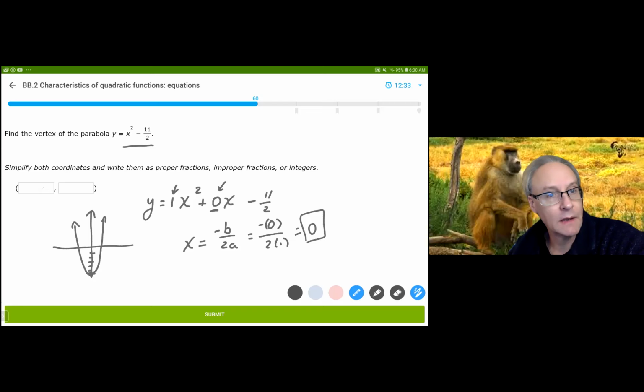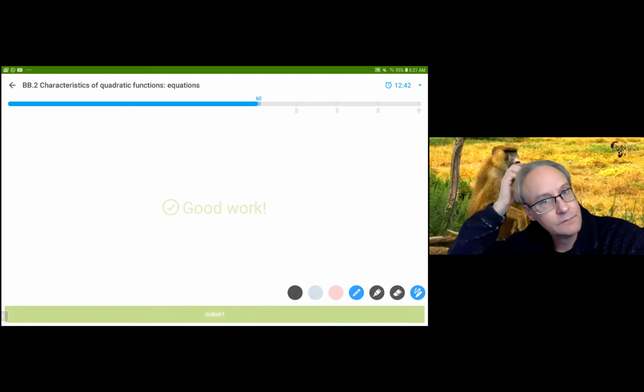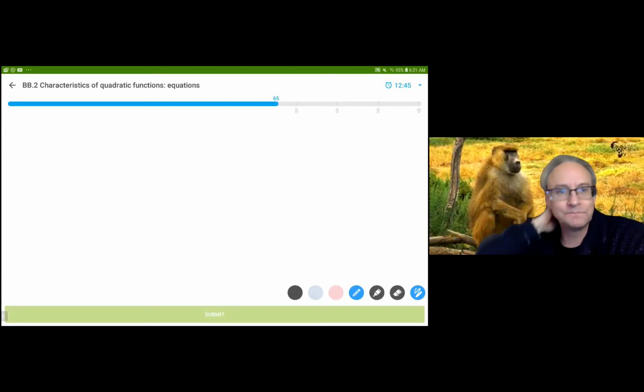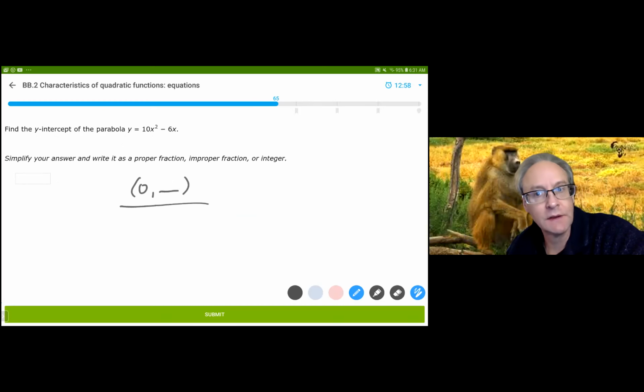Okay? So 0, negative 11 over 2. The y-intercept this time, we want the y-intercept, which occurs when x is 0. This is different than the vertex. This is the y-intercept. This is where it crosses the y-axis. And x is equal to 0. So we just substitute 0 into the equation.